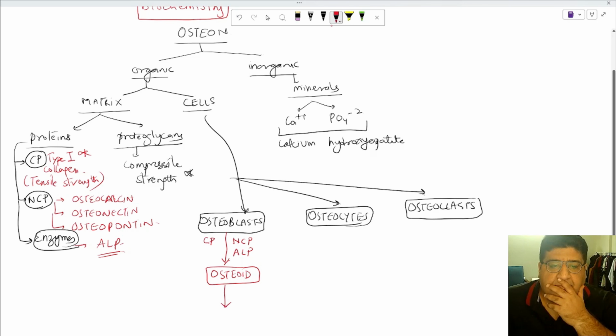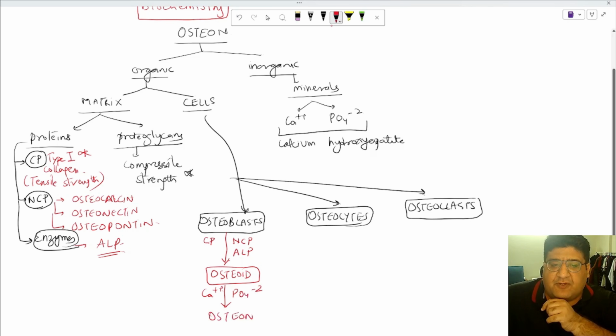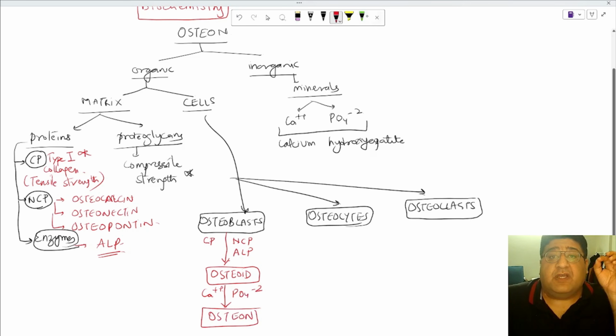But does it contain strength? It has to have strength. Yes. Where does strength come from? Minerals. What are the two minerals? The ones I've mentioned on the top of your screen in the middle part. So it gets calcium and phosphate, and when it gets calcium and phosphate, it gets converted to what? Come on, speak up, everyone. From where we started the topic.